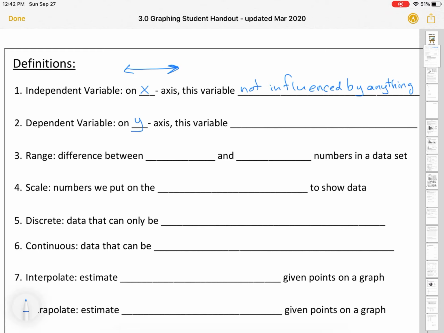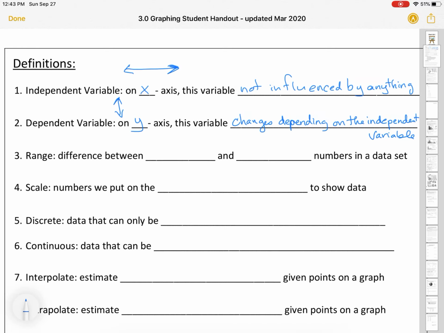The dependent variable is on the y-axis, so it's up and down, and it changes depending on the independent. Okay, so as the months change, so does the amount of rainfall. We'll look at one of those later.